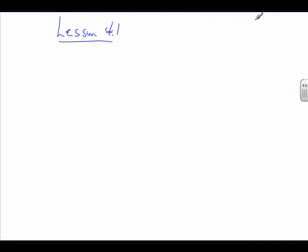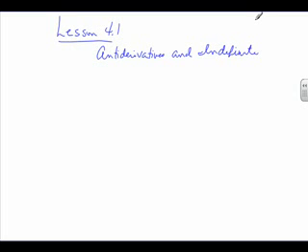Lesson 4.1 is titled Antiderivatives and Indefinite Integration. So, antiderivatives and indefinite integration. And we want to start with a pretty basic idea.